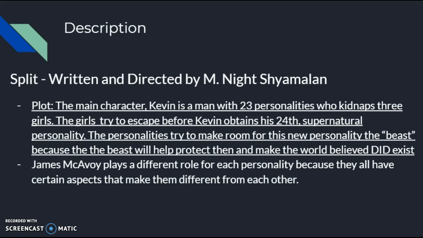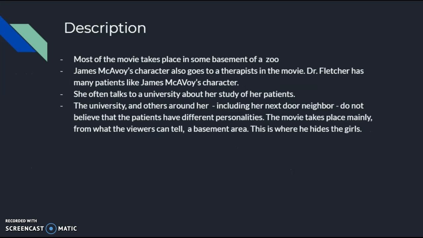The girls are being held because they will be food for the Beast when the time comes. Throughout the movie, the girls are trying to escape before Kevin obtains this 24th supernatural personality. Most of the movie takes place in the basement of the zoo, where there are many different rooms in which the girls are held.